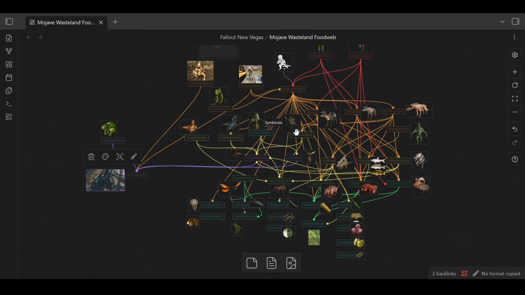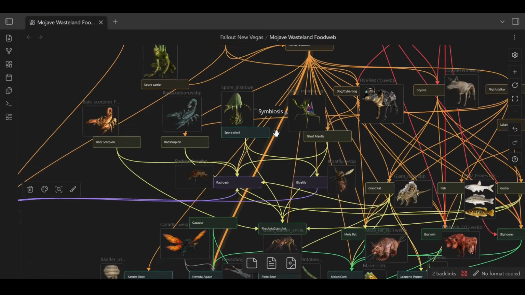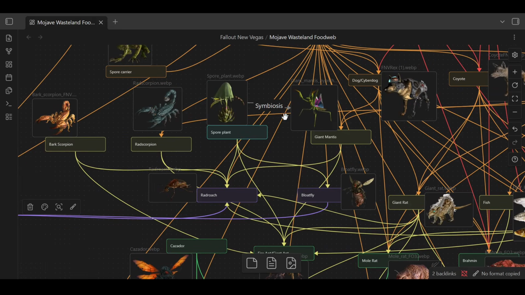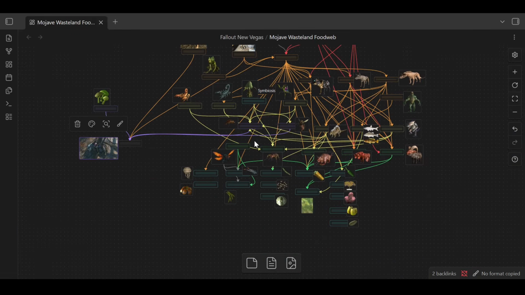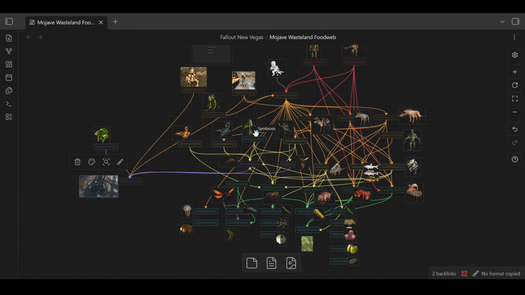But yeah, and we have a bit of a symbiosis between the giant mantis and the spore carrier plants. They kind of work together almost, and that's something that's known, that they help feed each other essentially, which is interesting. So that's our food chain for the Mojave Wasteland.